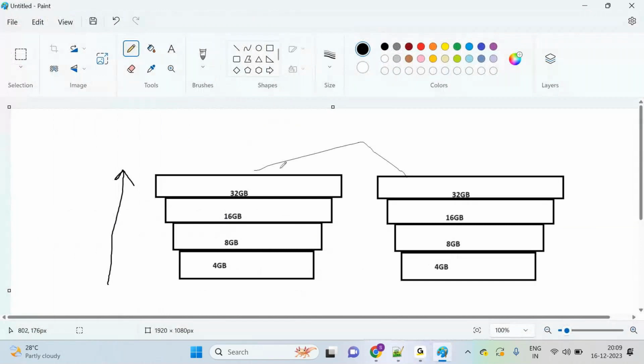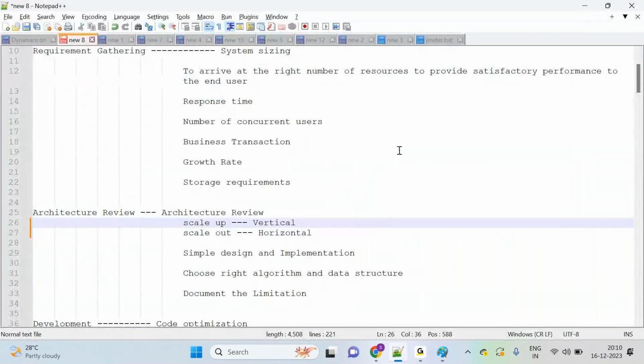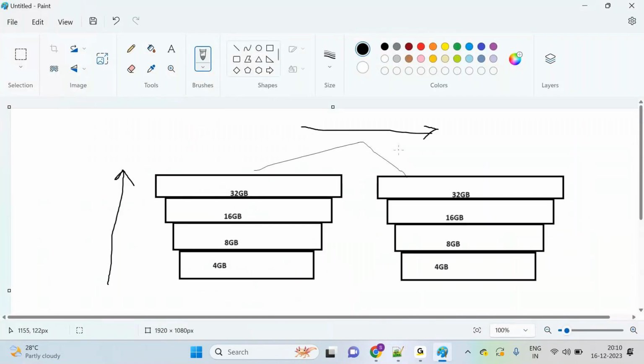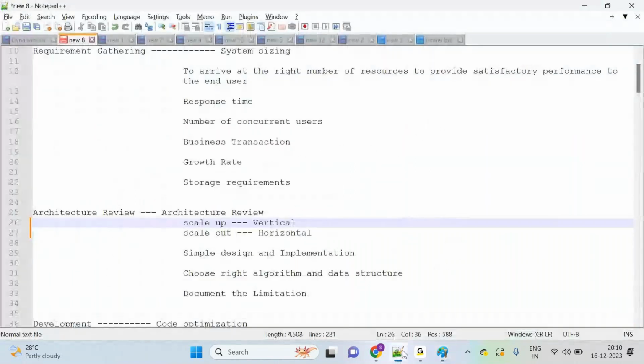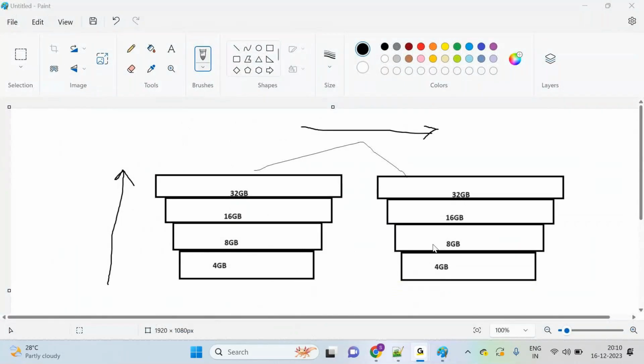And if at a certain point you are unable to increase your configuration, but you can put one more machine in the load balancer, this is actually what? Horizontally, you are increasing the configuration. That is called scale out. You are scaling in the outward side. So either you are going to do vertical scaling or horizontal scaling, scale up or scale out, whatever you call it.